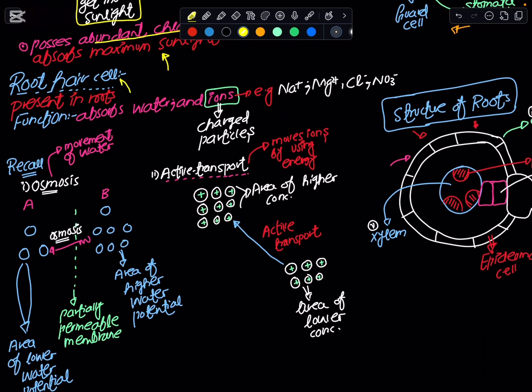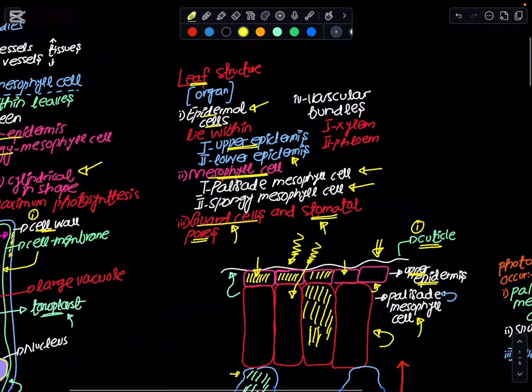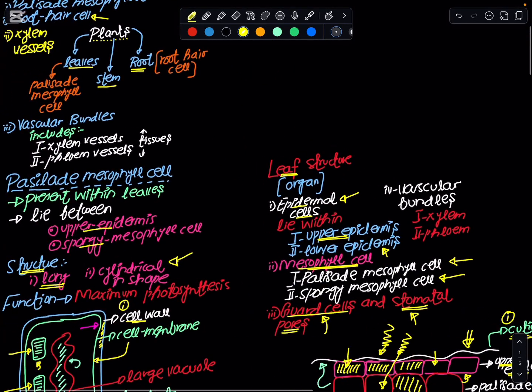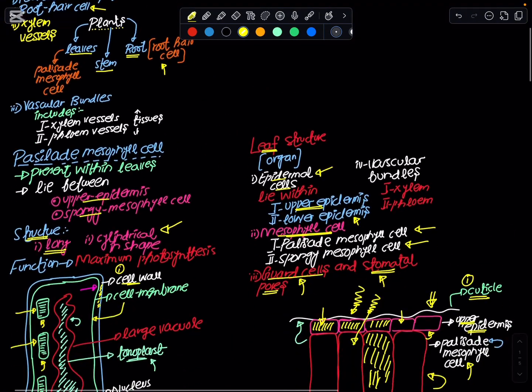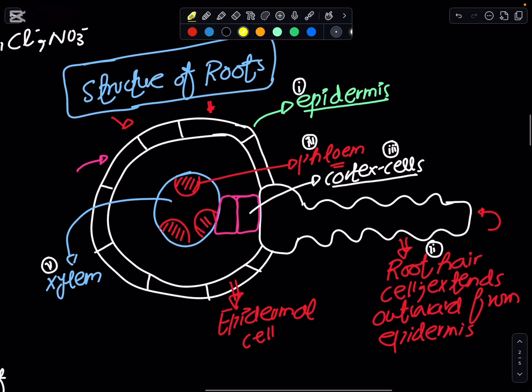Now let us come to the other specialized cell that we have to look at, and these are the root hair cells. Earlier, I said that plants have multiple organs, and among them we have the leaves, the stem, and the root. So the root is an organ, and the root hair cells would be extensions of the root. So just look here. Here we have the diagram of the root.